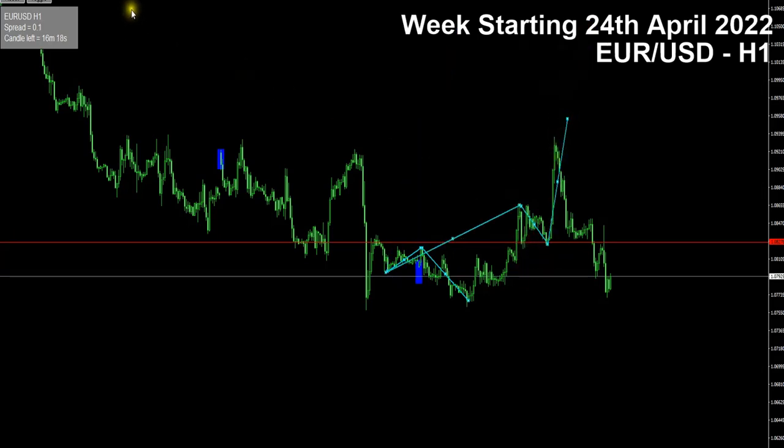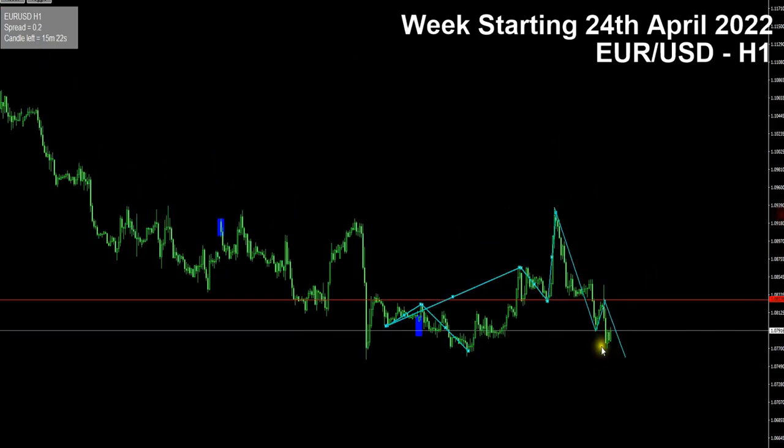Now what do we see? Well, you'll notice here that it's recently broken back under this key area that I plotted last week. It broke through this area, pinged back up and touched it, and now it's fallen away already.